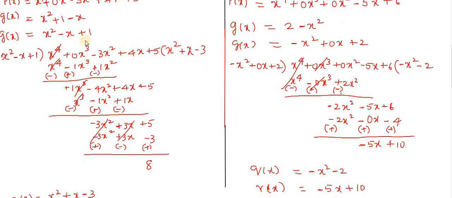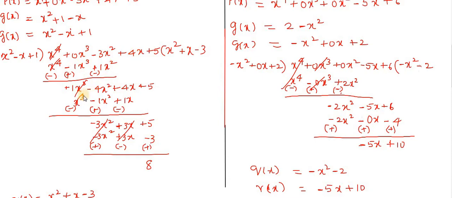After doing that, what should we do? First you should check whether it is in standard form. Yes, it is: x square is 2, x is 1, and the constant is 0, so 2 1 0. Now we should divide p of x by g of x. So g of x is x square minus x plus 1, and p of x is x to the power of 4 plus 0x cube minus 3x square plus 4x plus 5.